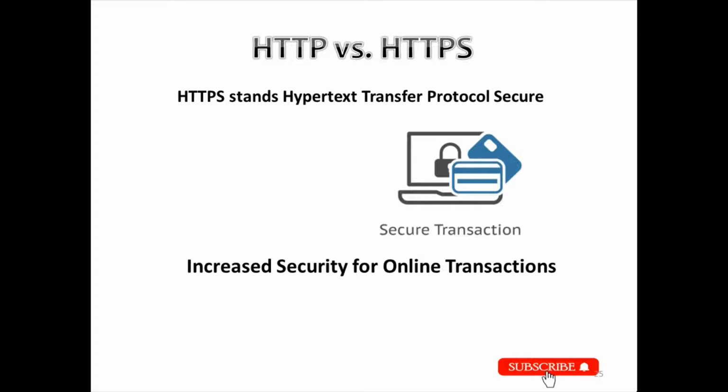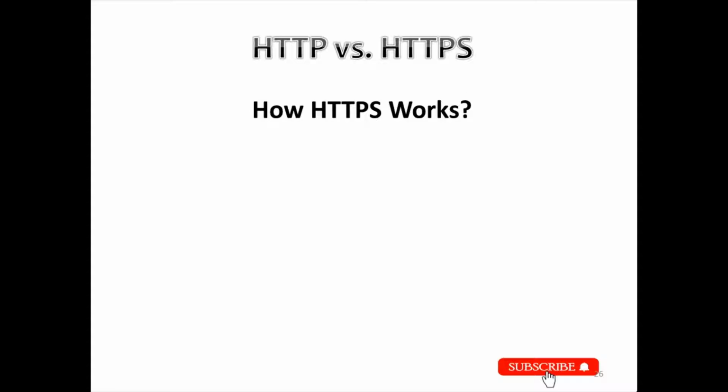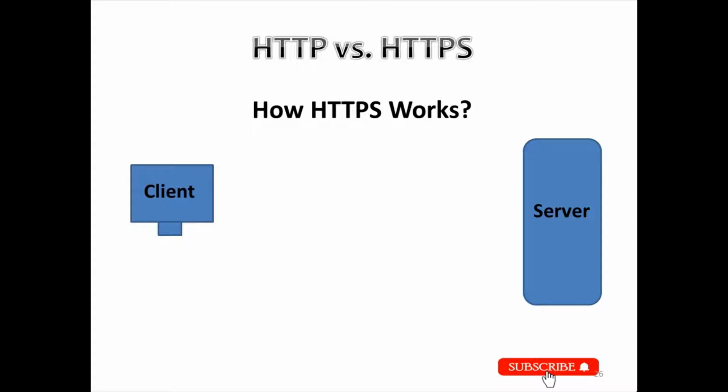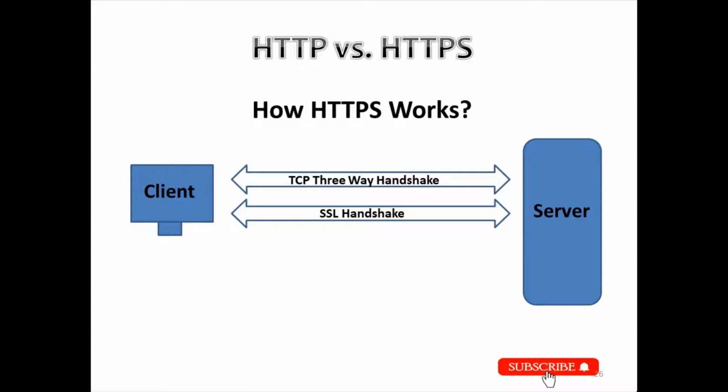Now let's see how exactly this HTTPS works. What happens in the backend whenever a client would like to access a website, since HTTPS runs over TCP, is that there will be a three-way handshake first, then an SSL handshake. During the SSL handshake, they form a master key and create a secure channel. After that, the actual data transfer starts.